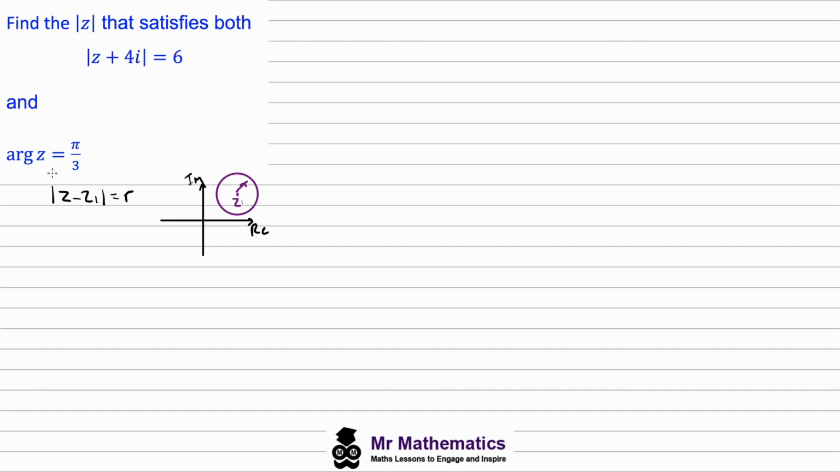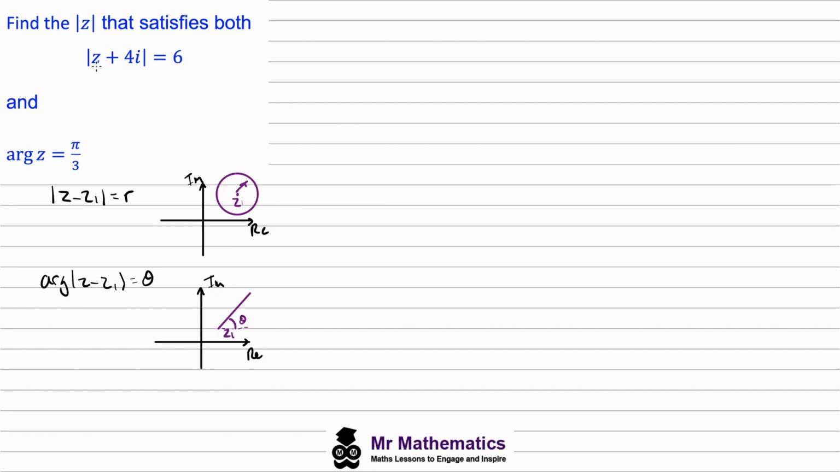And we know that the argument of z equals pi over 3 has a general form of the argument of z minus z1 equaling theta. The general form of this on an Argand diagram would look like a half line from z1 at angle theta, where theta is measured from a direction parallel to the real axis. Okay? So we need to combine these two loci to solve this problem.